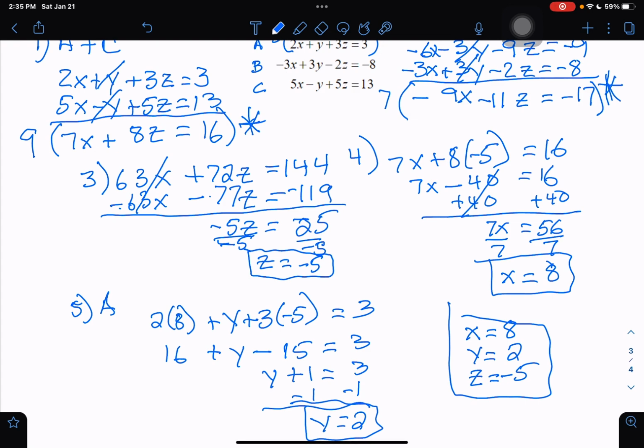All right, on to the next sheet. Dun, dun, dun. 2 more to go. Here we go.